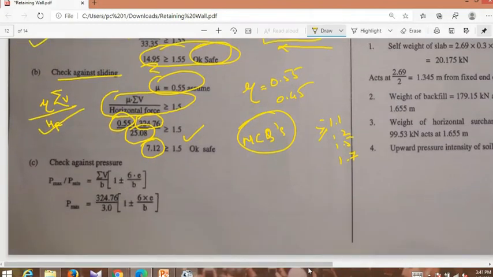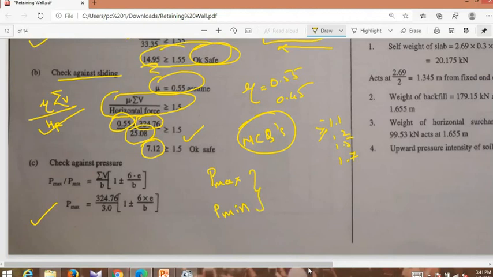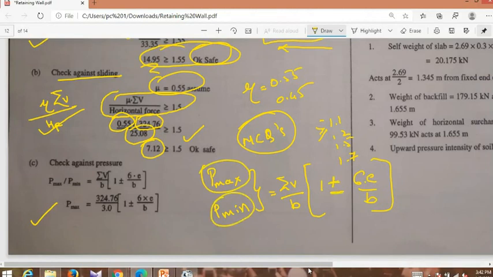Then we will go for checking the pressure. Okay. First thing we have to determine the maximum, for further calculation also we need maximum pressure and minimum pressure. Okay. So what is the formula? It is P max or P min, which equals summation of V divided by B, into 1 plus or minus 6 times E divided by B. Here, if you are calculating the maximum pressure you should take positive. If you are calculating the minimum pressure you should take negative. Okay.